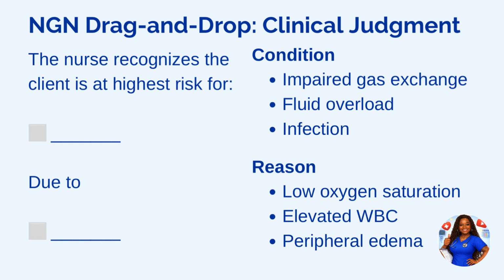All right, let's think like the NCLEX. This drag and drop format tests clinical reasoning. You are identifying the problem and the evidence supporting that problem. The nurse recognizes the client is at highest risk for what? You have three options: impaired gas exchange, fluid overload, or infection. Now ask yourself, what is the most immediate threat to life? Then connect it to the cause: low oxygen saturation, elevated white blood cells, or peripheral edema. Pause here and decide, then continue to the next slide.